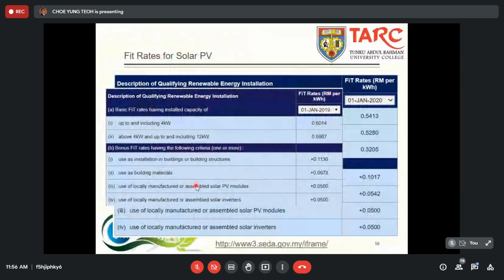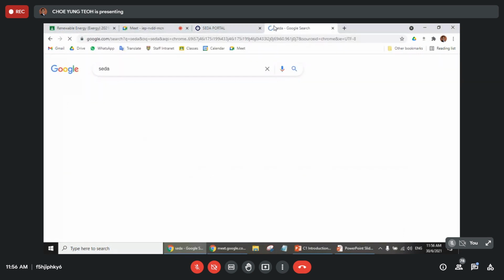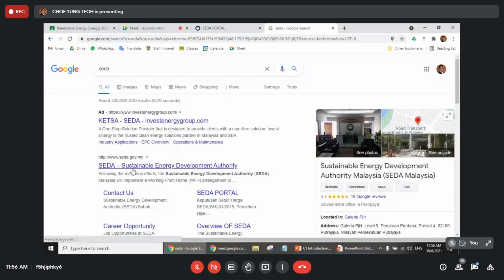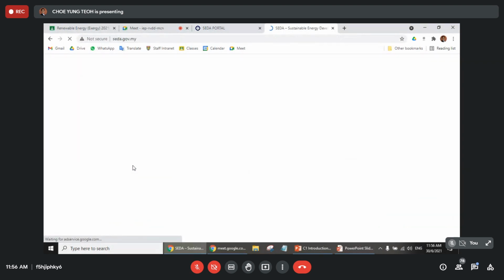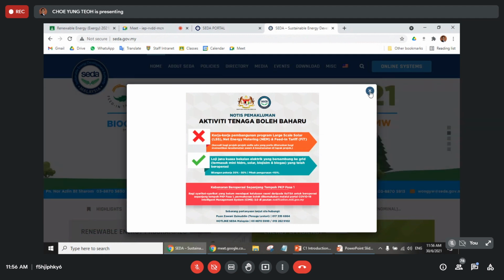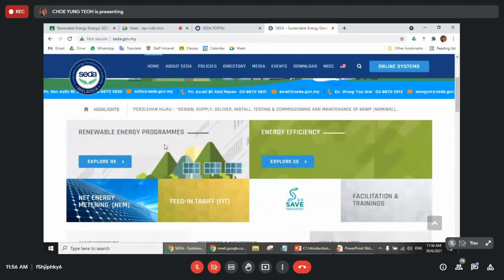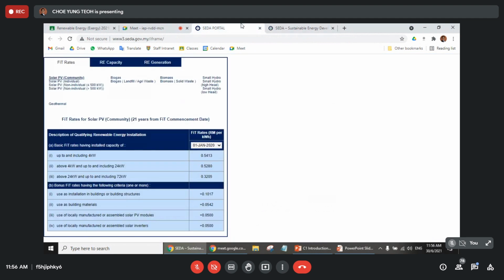Okay, then we look at the feed-in tariff rate. When I look at this feed-in tariff rate, you can go to setup. Okay, this is a page in SEDA. You can just search SEDA Malaysia or SEDA in Google. Okay, SEDA, Sustainable Energy Development Authority. And then from here, you're able to check the feed-in tariff rate. Okay, this one just because of the MCO, I think. Okay, so here we can check all the information about the renewable energy quota, target, or whatever, all about here.